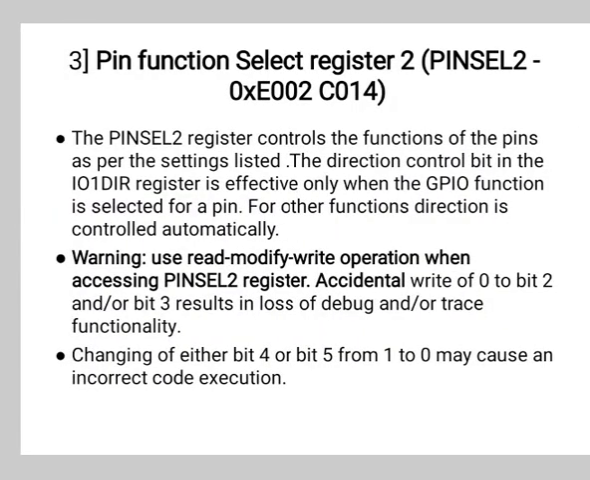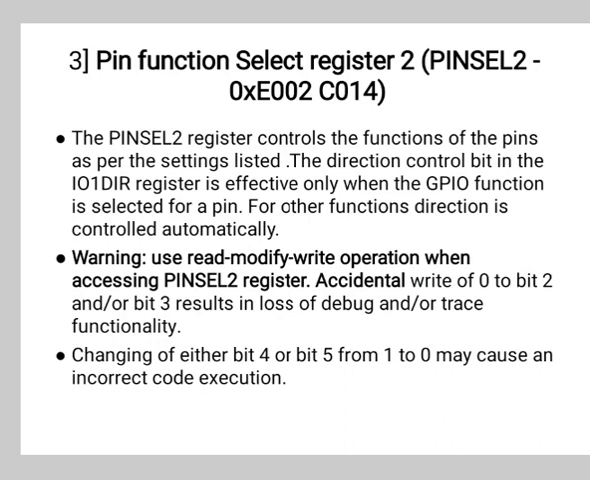Next is pin function select register 2. Now this register controls the functions of the pins as per the settings which are listed here in the table. The direction control bit in the IO1DIR register is effective only when the GPIO function is selected for a pin. For other functions, direction is controlled automatically.